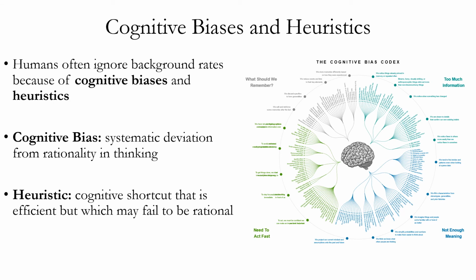The infographic on the right is a very clever list of all the known or named cognitive biases. Cognitive bias and heuristic research originated in cognitive psychology, I believe in the 1970s, especially through the work of Daniel Kahneman and Amos Tversky.